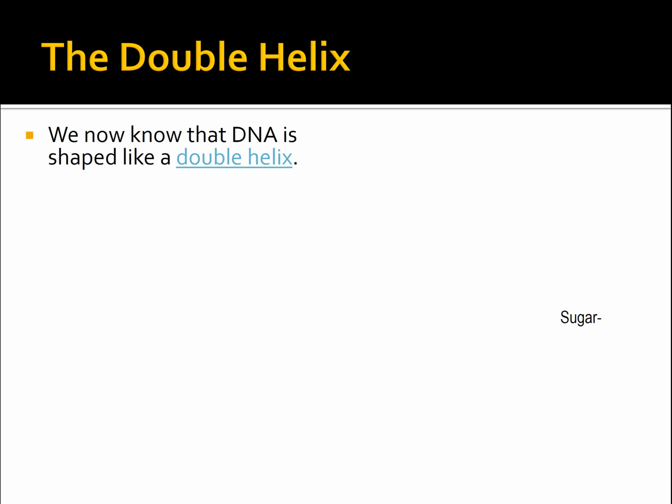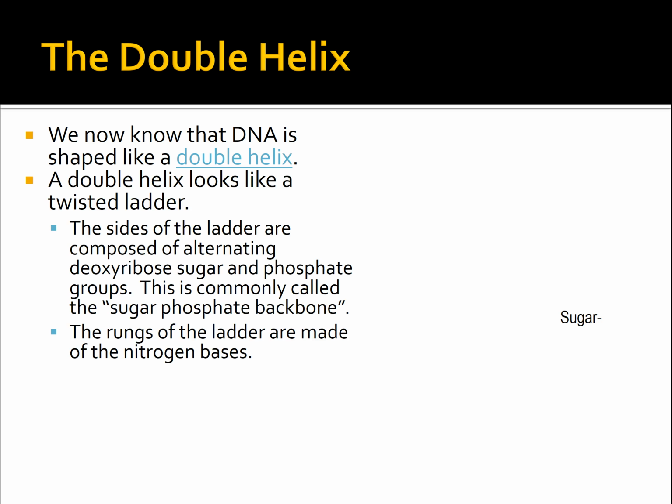Okay, so now we know that DNA is shaped like a double helix based on the model that Watson and Crick gave us. A double helix looks like a twisted ladder. The sides of the ladder are composed of alternating deoxyribose sugar and phosphate groups, as I just mentioned, and this is commonly called the sugar-phosphate backbone.